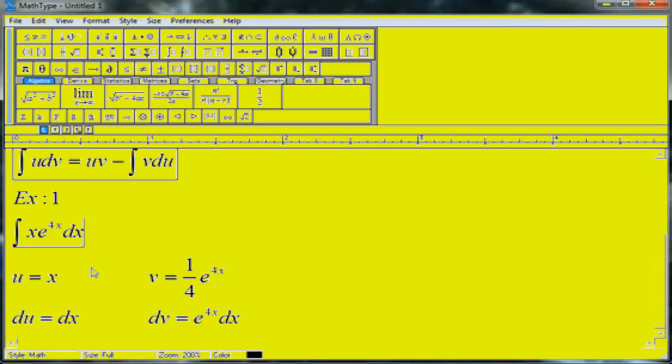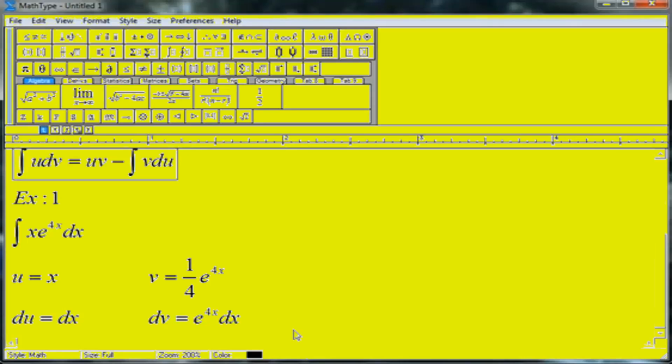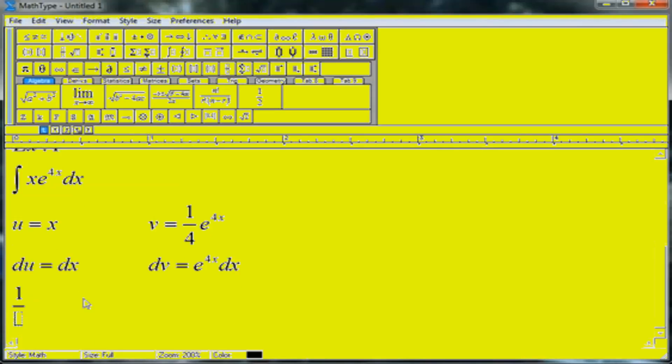Alright, so now we have that. We basically just go over this again. You pick a u, you differentiate, and you get a du. Then you pick a dv and you integrate and get a v. So now we just follow this formula: u times v minus the integral of v du. So u times v is 1/4 x e to the 4x minus the integral of v, which is 1/4 e to the 4x, du, which is dx. Now we can evaluate this again because now we have a simple integral to do.